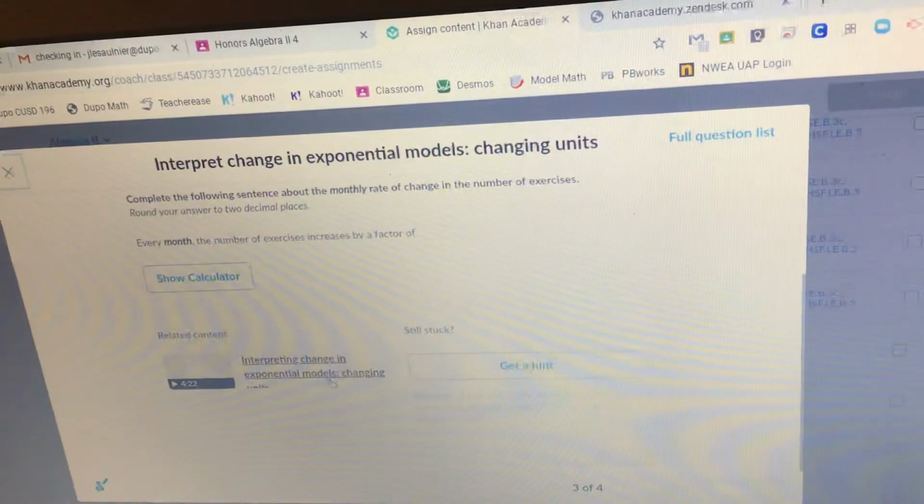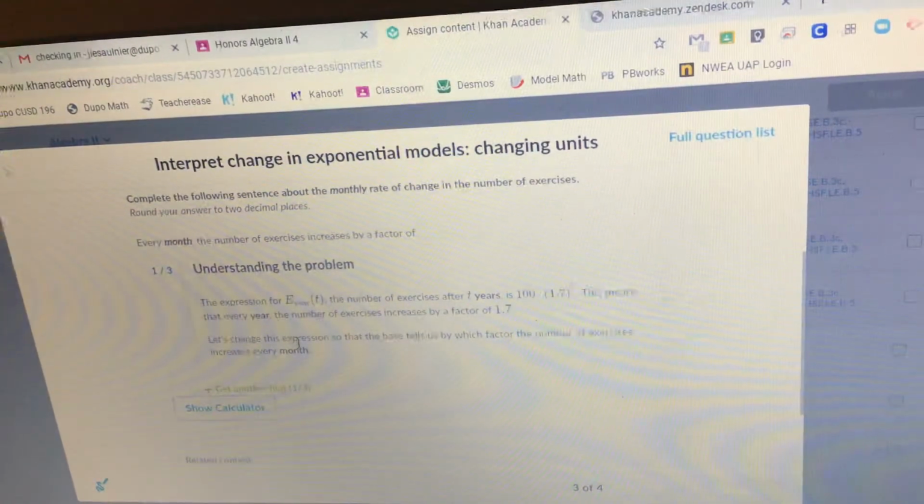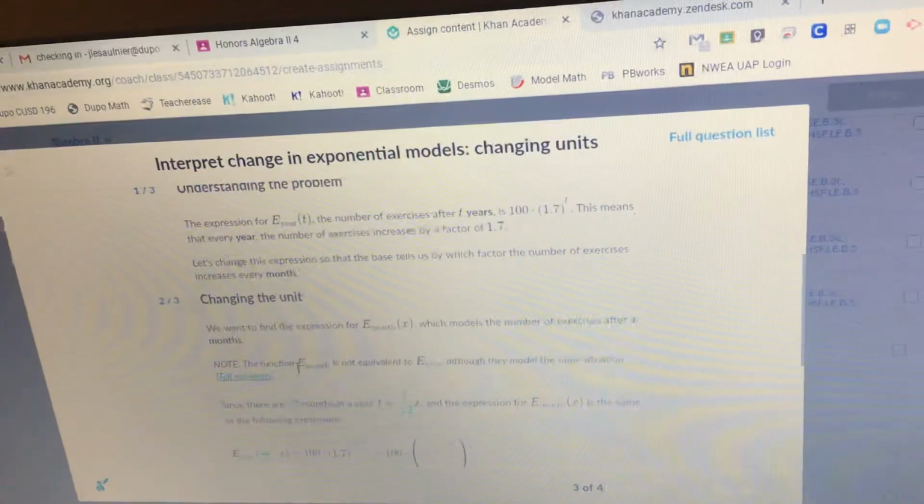If it's been a little while, you may need to watch it again, or we can get a hint. Usually the first hint isn't the greatest. It's just saying that, hey, we've got years, we need to turn into months. We probably already knew that. All right, so let's take a look at the second hint. Normally those are a little more helpful here.